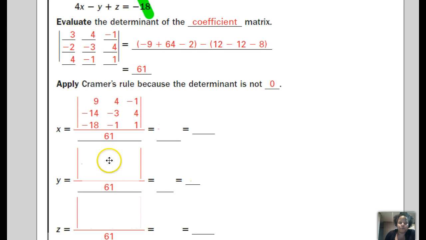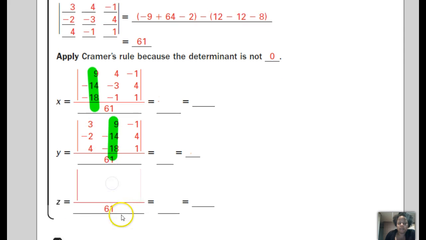Over here, we replace the y column with the right-hand side. I'm sorry, why do I keep saying negative 9? It's 9, negative 14, negative 18. And let's see that. Sure enough, that's what we did over here. And for the z column, we replace the z column with the 9, negative 14, and negative 18. And we keep the other columns of the coefficient matrix the same.